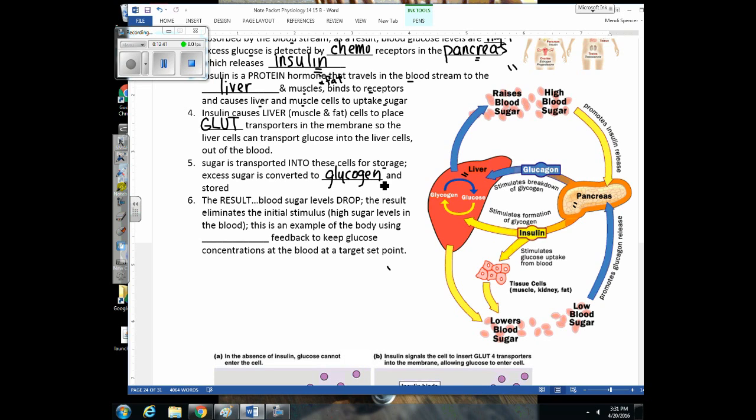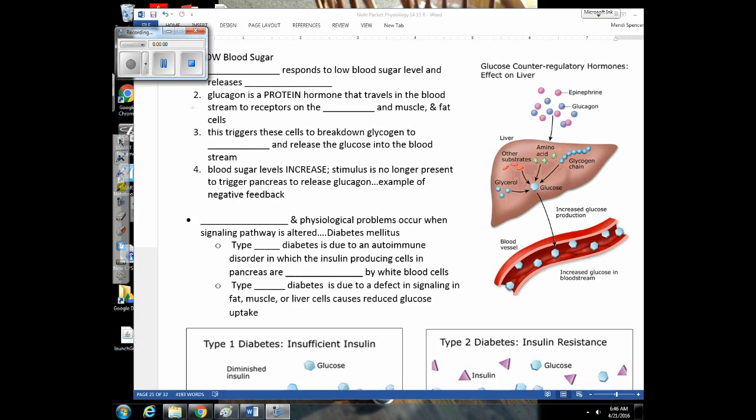Now, the result of all this happening is that there's less sugar in the blood. So sugar levels drop, and that stimulus, which is high sugar levels, is gone. So the end result basically shuts off this initial stimulus to this process. This is an example of a negative feedback loop that is allowing your body to keep glucose levels at a target set point. Now we're going to take a look at what happens whenever you have low blood sugar.